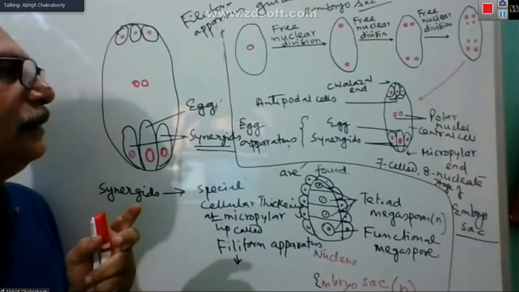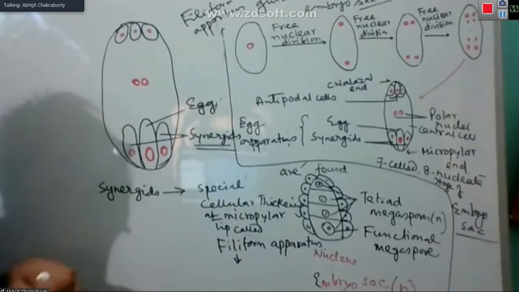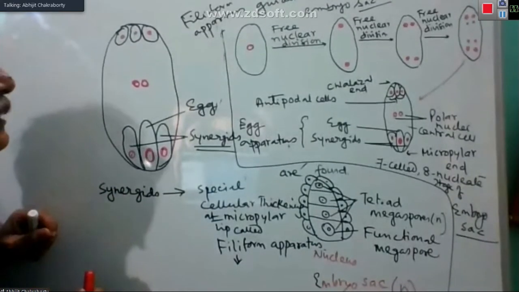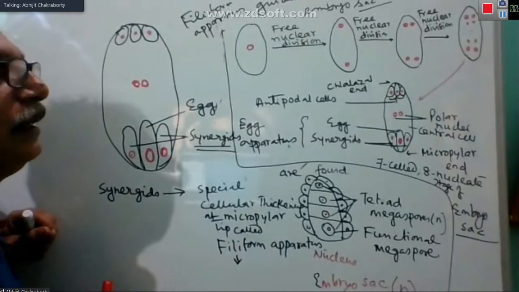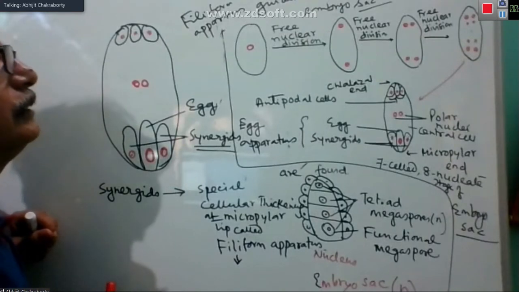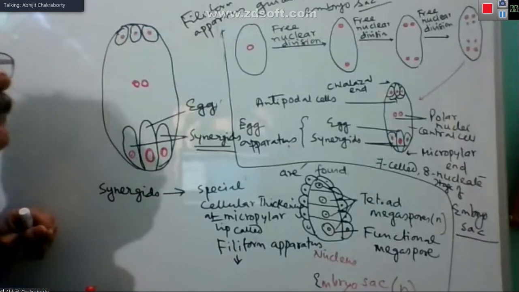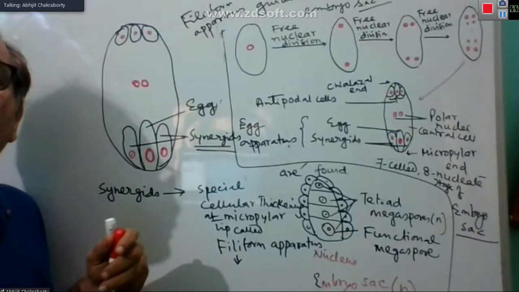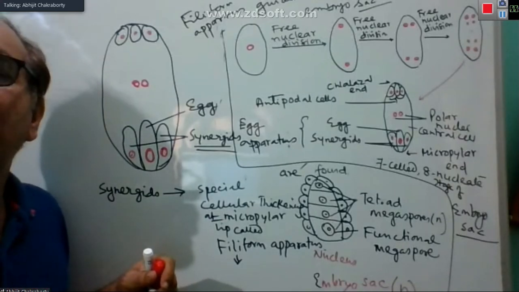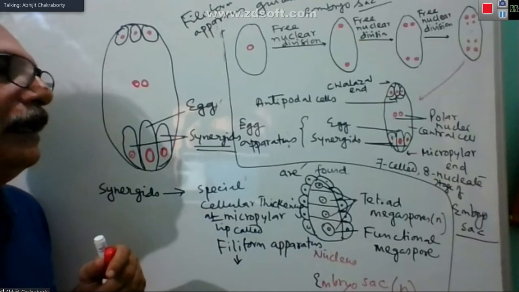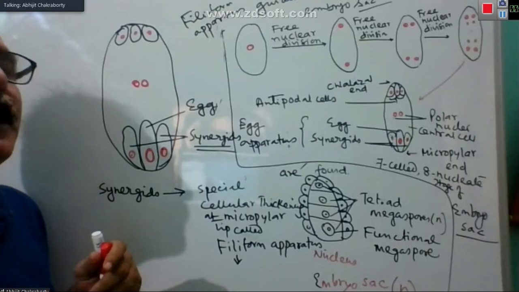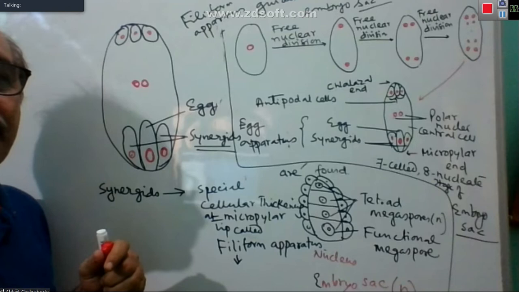Megasporogenesis completed, and just remember, egg apparatus is formed in the micropylar end, and antipodal cells are formed in the chalazal end. You need to remember this thing. Antipodal cells are formed in the chalazal end, and egg apparatus is formed in the micropylar end. Clear?